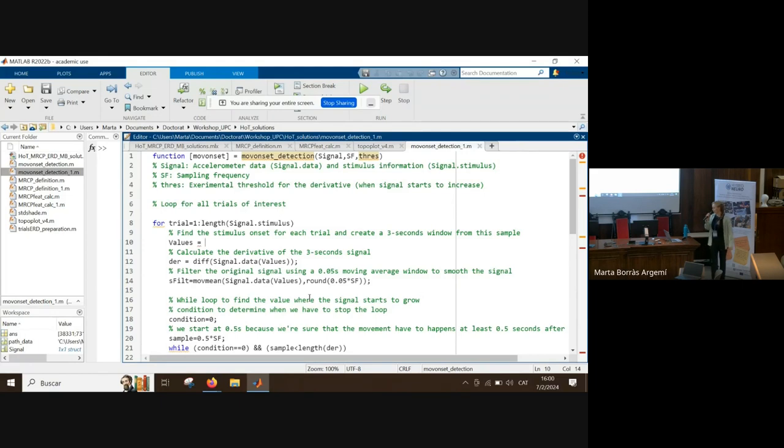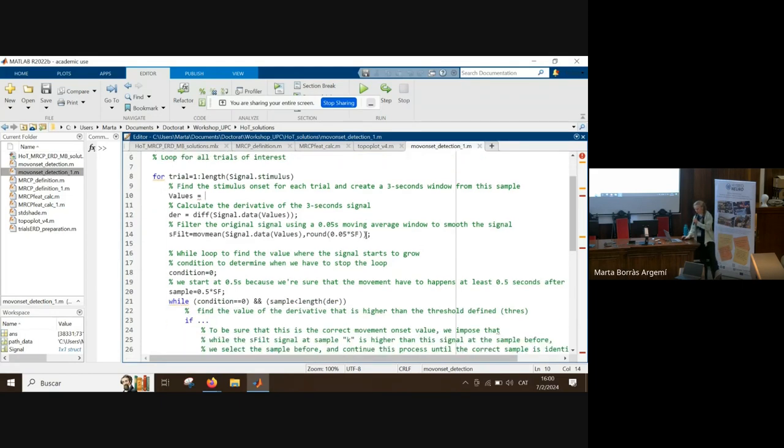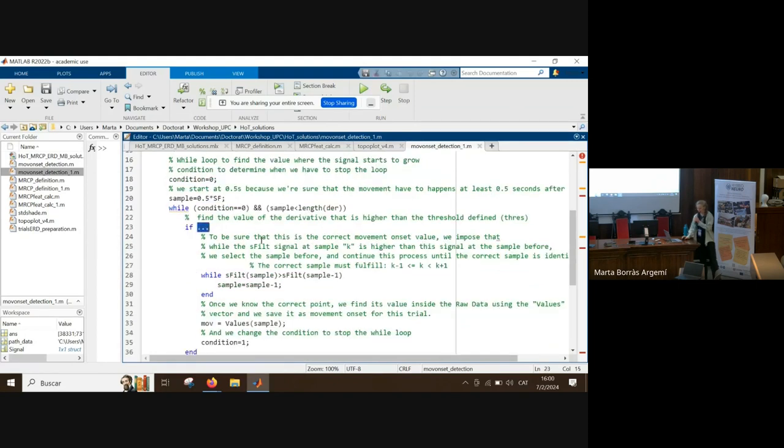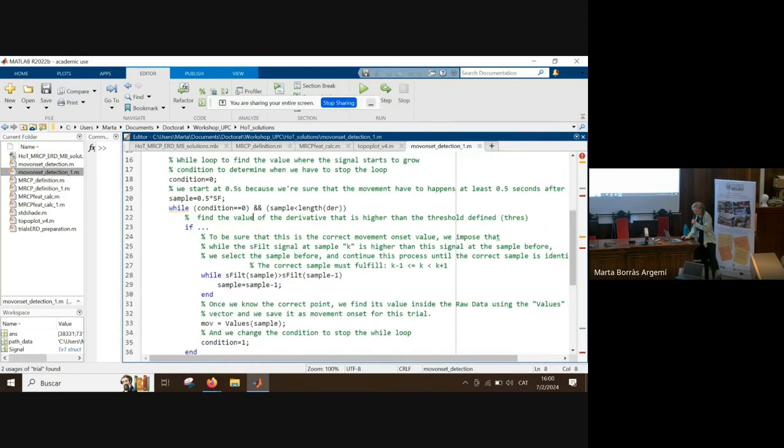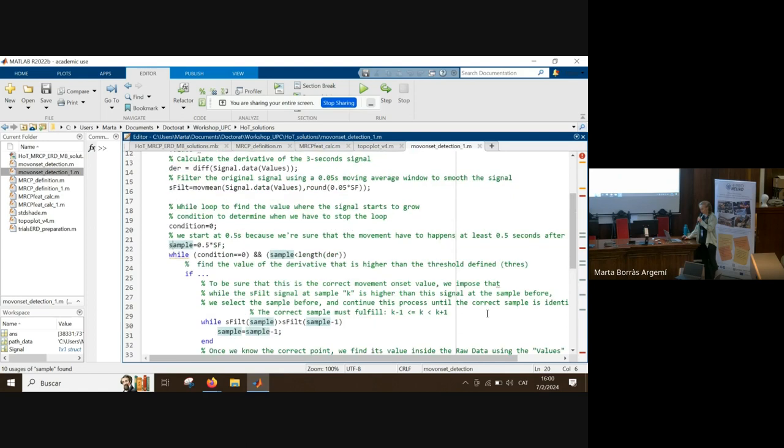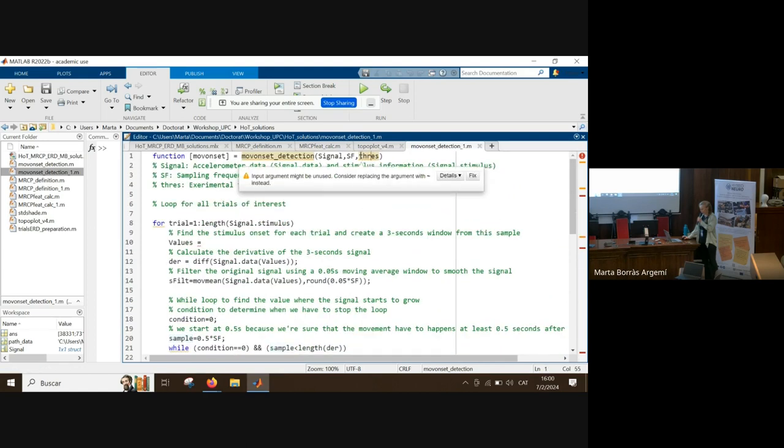Okay. Once you have this vector of values, you can complete the second part, which is the if loop. This is an easier one. You just have to find the value of the derivative of each sample, sorry, that is higher than a threshold. This threshold, if you have seen this function, we are uploading it. So I already gave you this threshold. It was an experimental threshold, so you already have it. So you can complete it too.